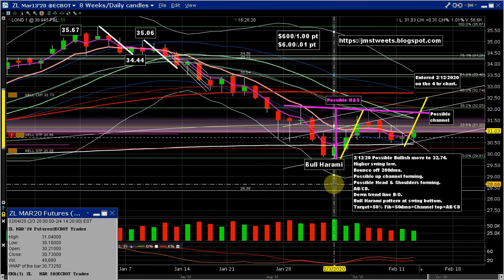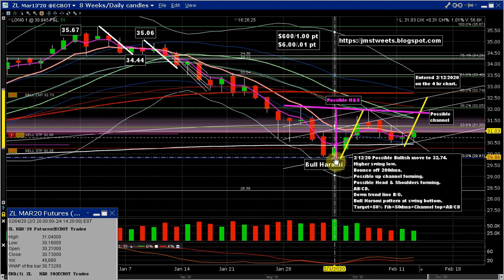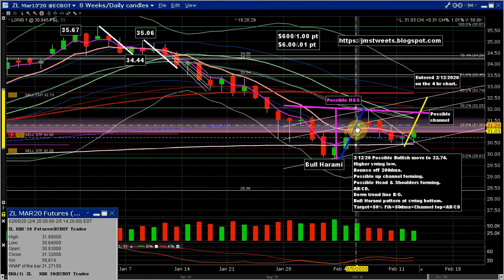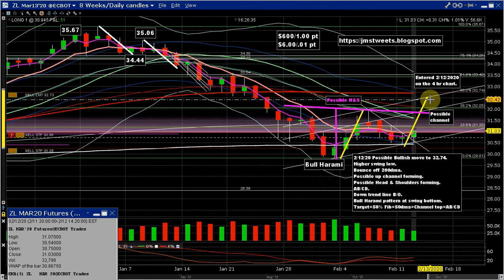And then there's an A, B, C, D. What I did is, see this yellow line, I drew it from this low point here to this high point here. And then I made a copy of it, and I put the bottom of it at the bottom of this swing low, which is a projection of where price may go. And it comes right up to the channel top. And right now we're down here. So if it follows this ABCD pattern, it's very bullish because it's going to bring it up to about here.